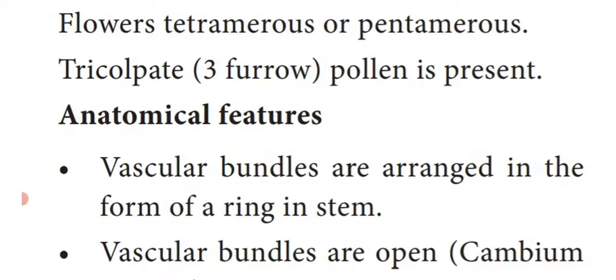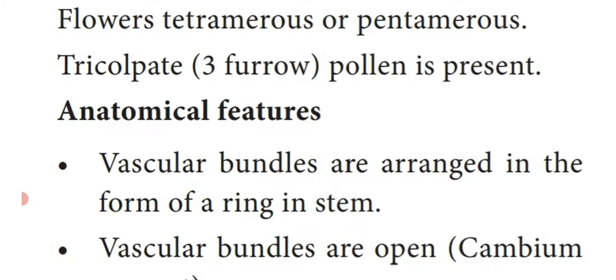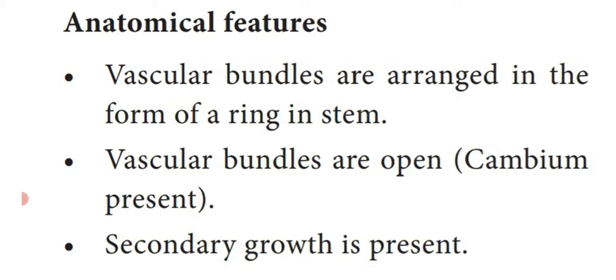Then tricolpate pollen is present. That means the outer surface of the pollen has furrows in 3 places. Furrows means small depressions or cavity-like structures present on the outer surface of the pollen grain, or exine. That is said to be tricolpate, and it is present in the dicot plant. This is a morphological character of dicot.